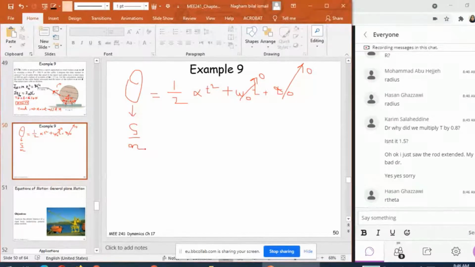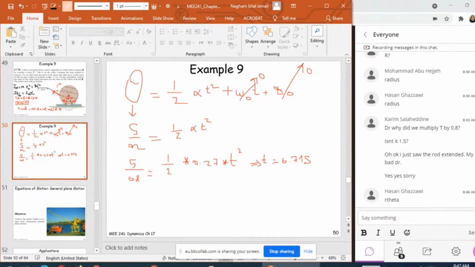So theta, which is S over the radius of the cable, is equal to half alpha, which is known, t squared, then I can find t, right? So 5 over 0.8 is equal to half times 0.27 times t squared. Then I can find t is equal to 6.71 seconds.